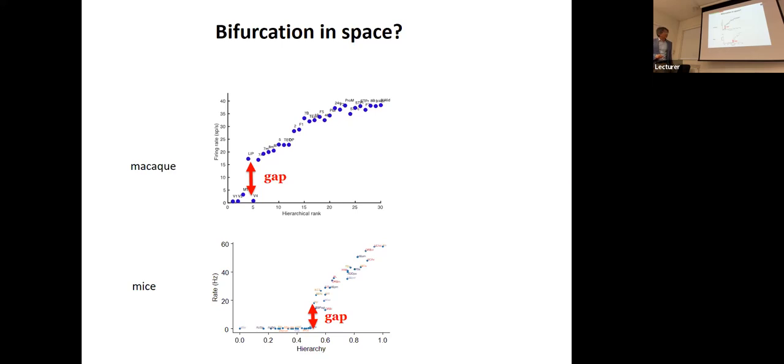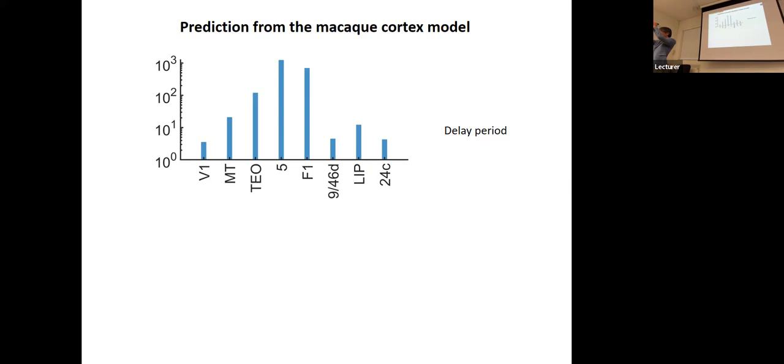So we asked, do we have something really like this in our model? We redid this autocorrelation function analysis of spiking activity in each area during the delay period. And we indeed found this inverted V-shape pattern of time constants.